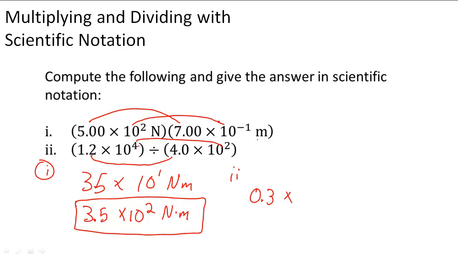What you do when you divide is you subtract the exponents. So I'm going to subtract 4 minus 2, and I get that the exponent is 2. So I have 0.3 times 10 to the second. But this is not an appropriate scientific notation because we have to have a number between 1 and 10. So I'm going to have 3.0 times 10 to the first power, which is going to give me the appropriate scientific notation answer for number 2.